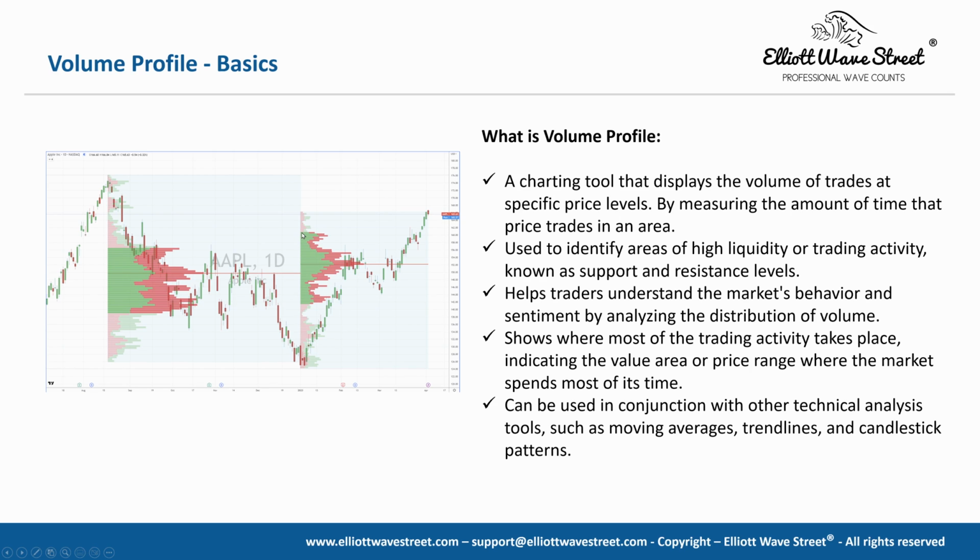So the value area high, the value area low of the 70%, are important levels, and of course, the point of control. It helps to understand the market behavior and sentiment by analyzing the distribution of the volume, and shows where most of the trading activity takes place. This is extremely important to understand from volume profile, indicating the value area or price range where the market spends most of its time.